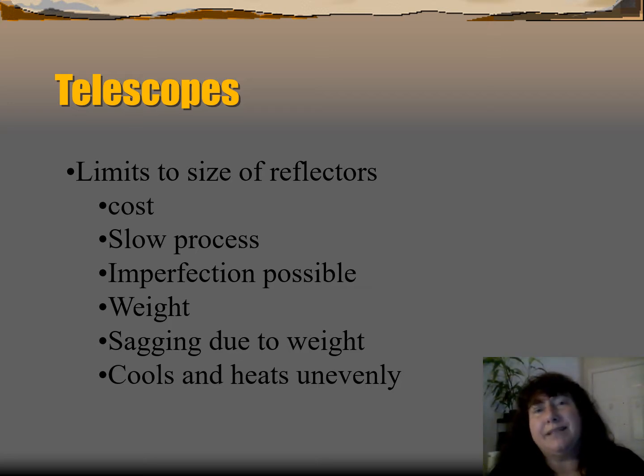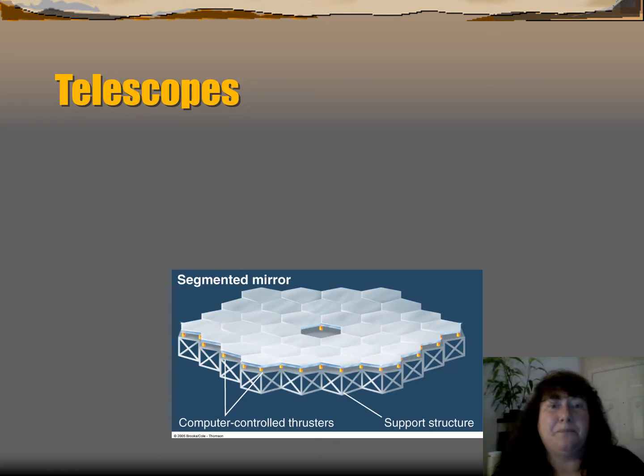Same problem with the lenses. With mirrors, it heats up and cools differently depending on how much radiation is hitting the mirror. That's going to cause spherical aberrations.